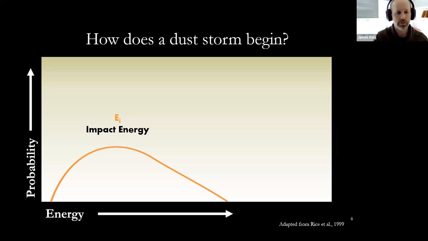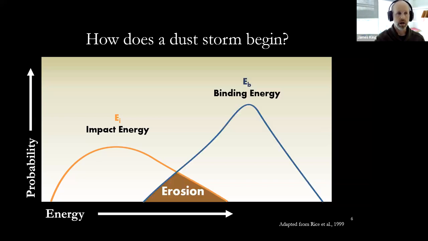This is a very simple approach where we have energy as a relative scale on the x-axis, and the probability of that energy on the y-axis. We're starting here with the impact energy, which is mostly related to wind before threshold. This has a Weibull distribution more generally, but that distribution will start to change a little bit once we reach threshold and start actually transporting some sediment. On the other side, we have the binding energy. This is basically what's limiting the movement of that sediment.